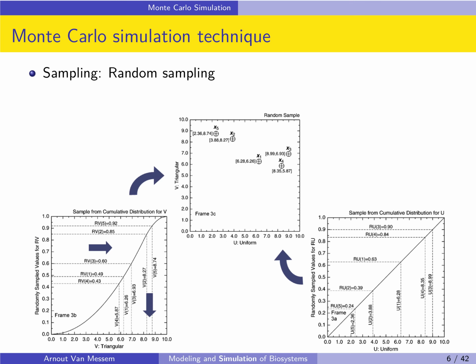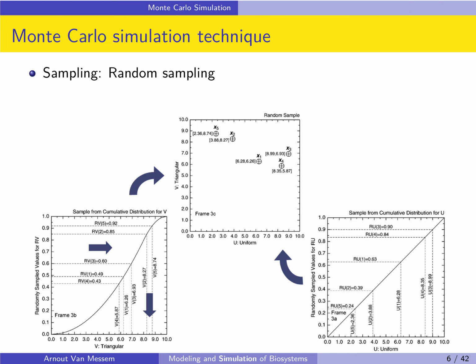How to perform the sampling? The most trivial way is just to use random sampling. So for example, we have two variables, a variable u, which is uniformly distributed on the interval 0, 10, and a variable v, which follows a triangular distribution on 0, 10. Since you know the distribution, you know the cumulative distribution function for each of the variables.